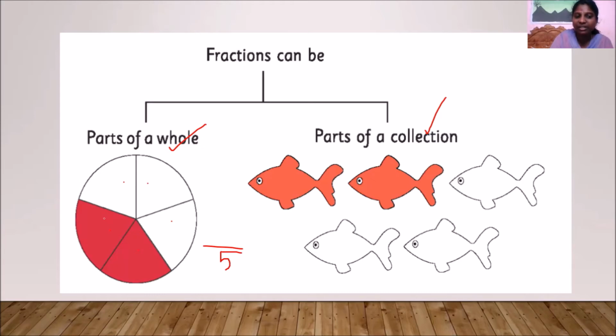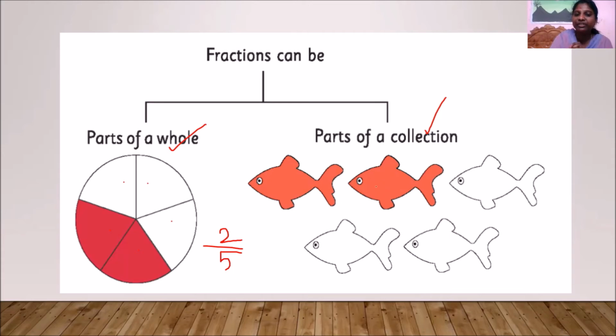Yes, count and tell me, children. 2. Very good. You have to write 2 in the numerator. It is for the parts of your whole. If it is for parts of a collection, here we have 5 fishes.